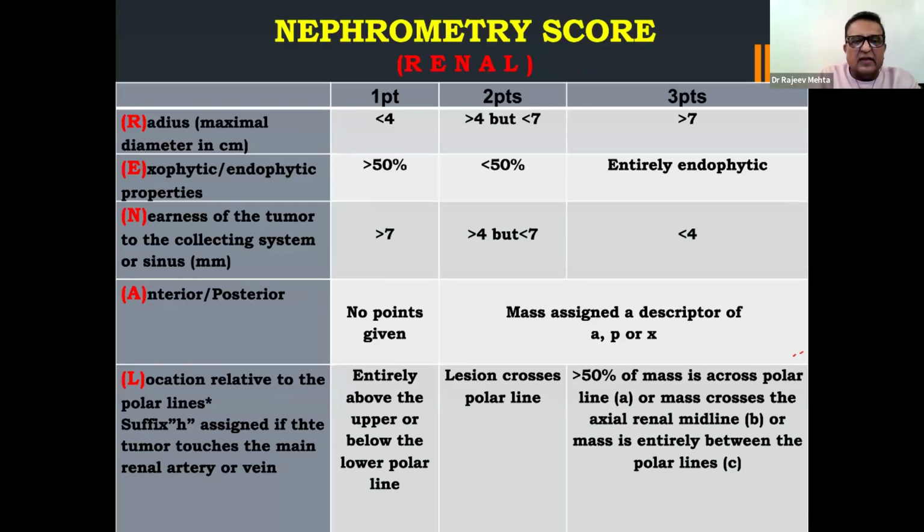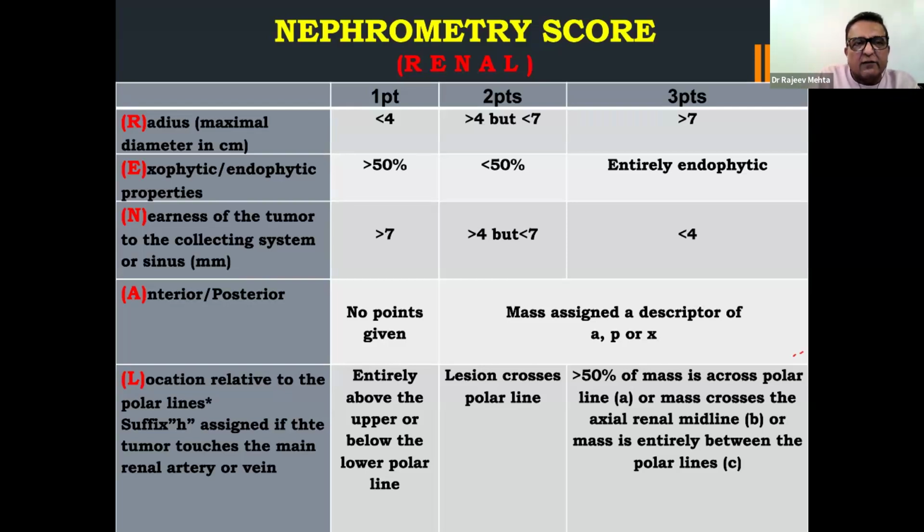So if the mass is crossing the polar lines and touching either the renal artery or renal vein, then you give the additional labeling as H, which tells a surgeon that the mass is already invading or abutting the renal vascular pedicle.